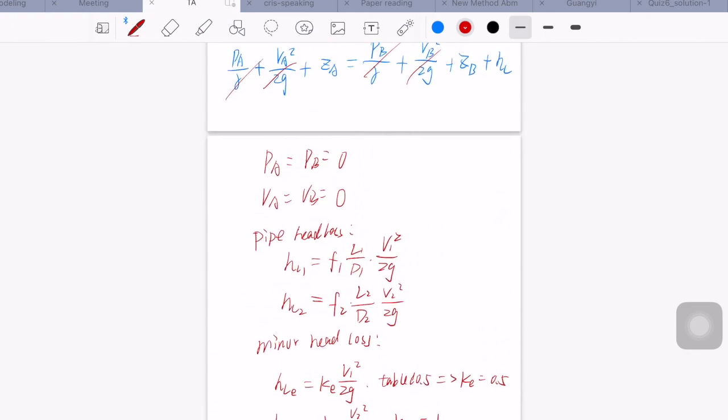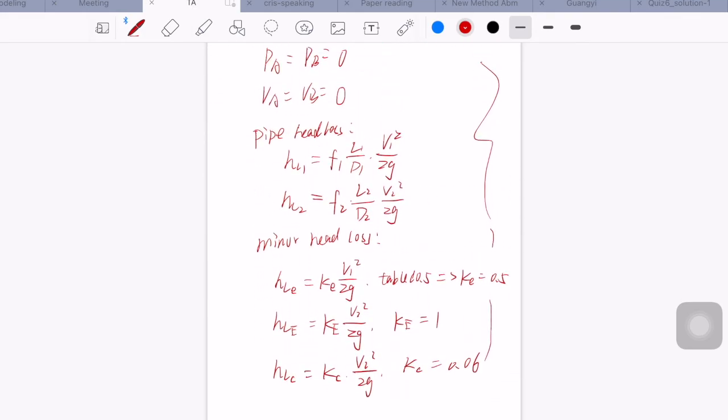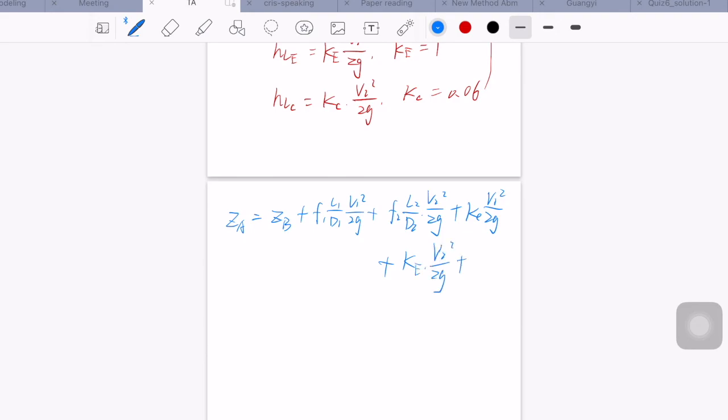And now we can determine that ZA should be equal to ZB plus F1 times L1 divided by D1 times V1 square divided by 2g, plus F2 times L2 divided by D2 times V2 square divided by 2g, plus K lowercase e times V1 square divided by 2g, plus K uppercase E times V2 square divided by 2g, plus KC times V2 square divided by 2g.